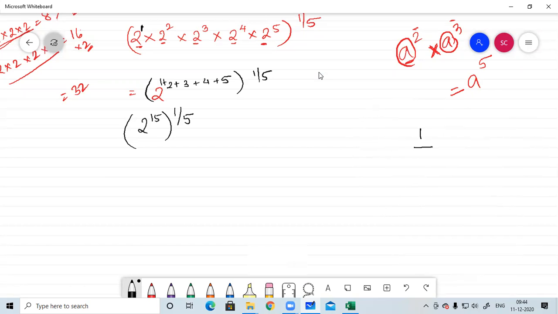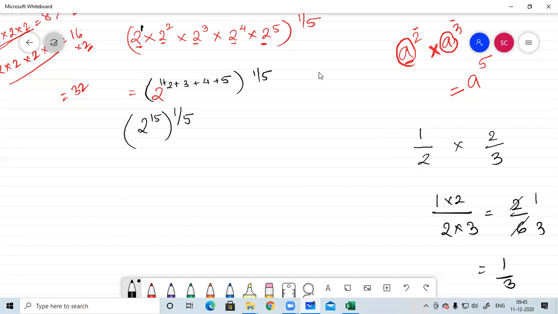So I have here half into 2 upon 3. If this is the case, your solution will be 1 into 2 upon 2 into 3. So your final answer is going to be 2 upon 6. And you can further simplify it by dividing this by 2. 2 ones are 2, 2 threes are 6. So your final answer will be 1 upon 3.